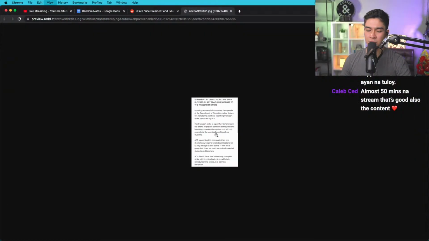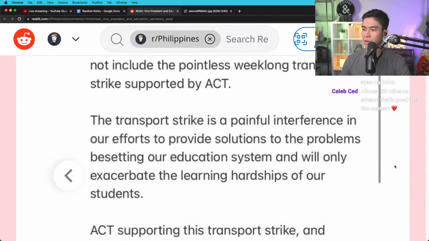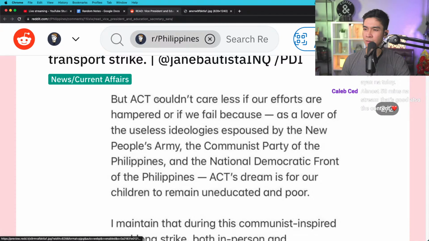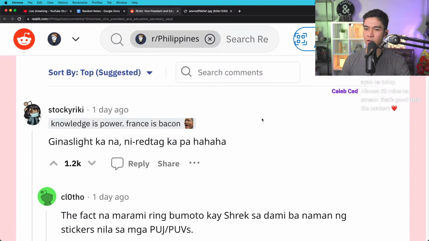In fact, I even saw an article here today, sabi ni Sara Duterte that communist-inspired itong jeepney strike. Let me see if I could zoom this one in for you. The transport strike is a painful interference in our efforts to provide better solutions to problems besetting our education system. ACT supporting this transport strike and shamelessly harping. Why is she? What is she trying to say? What's happening? She's saying that it is communist-led.